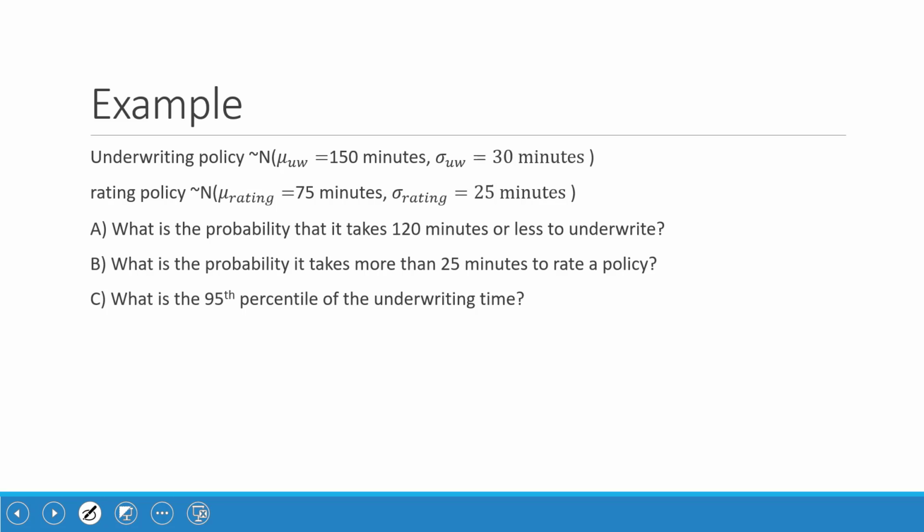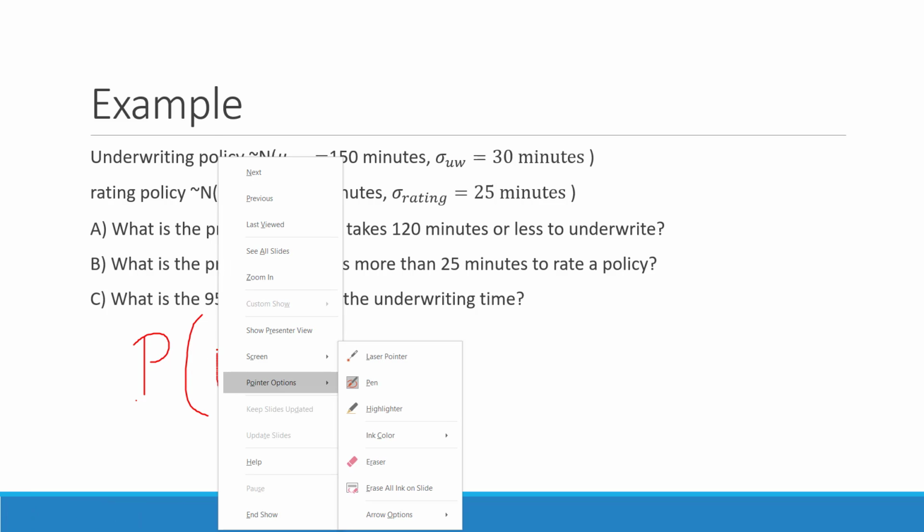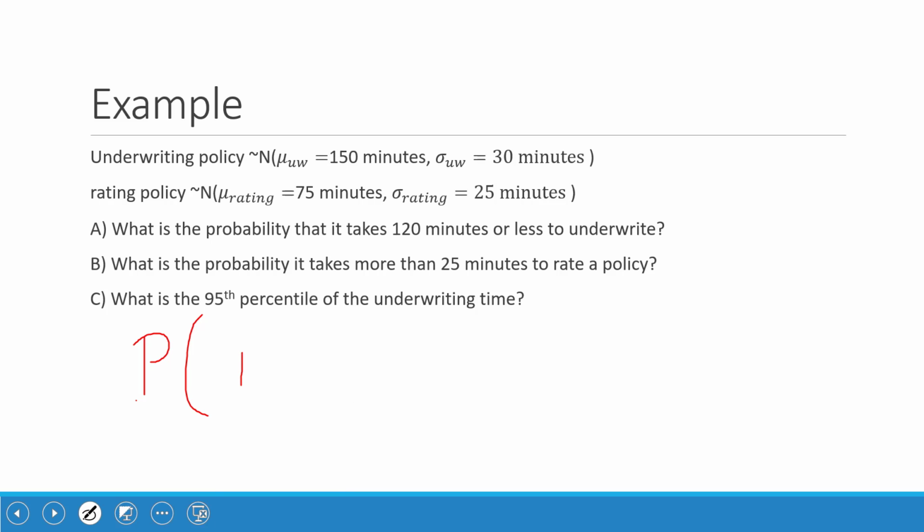That also is assumed to be normally distributed with a mean of 75 minutes and a standard deviation of 25 minutes. Now, the first task is we want to calculate the probability that it takes 120 minutes or less to underwrite. So what we are asking in the first case is the probability that the time to underwrite is less than 120 minutes.